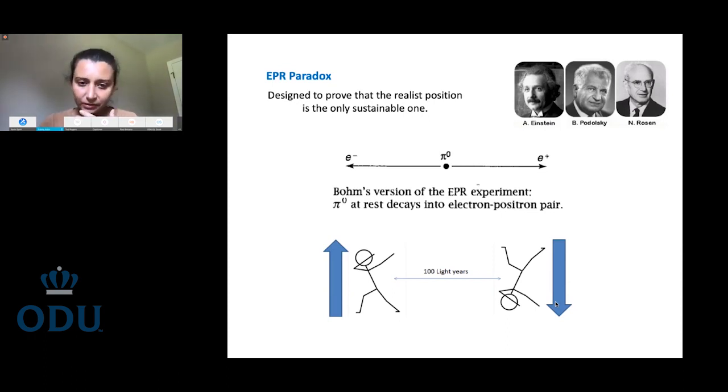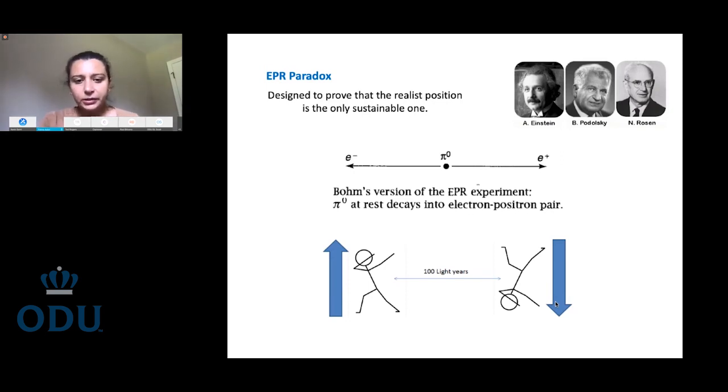Einstein's analogy is like you separate a pair of gloves, you put one glove in one box and the other in the other box. And then once you open one box, if you find the left glove, you know that the other one is right. It's not like it was undetermined from the beginning.